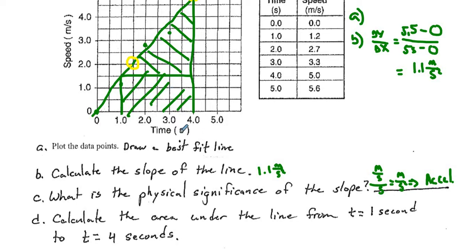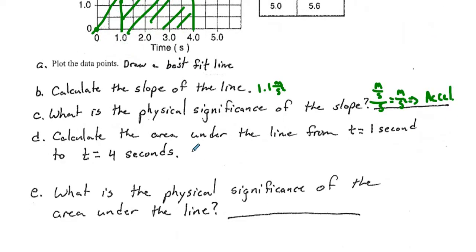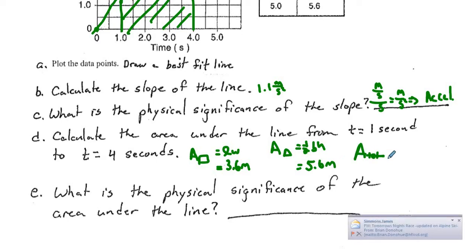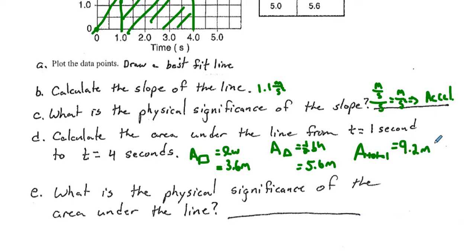For the area of the rectangle, which of course is length times width, I got a value of 3.6 meters. And then for the area of the triangle, which is of course half the base times the height, I got a value of 5.6 meters. And so for the total area, I got a value of 9.2 meters. Okay, so that is our answer for the area.